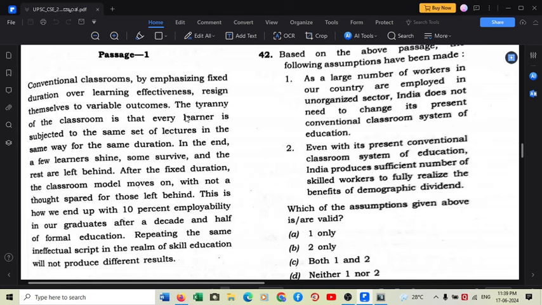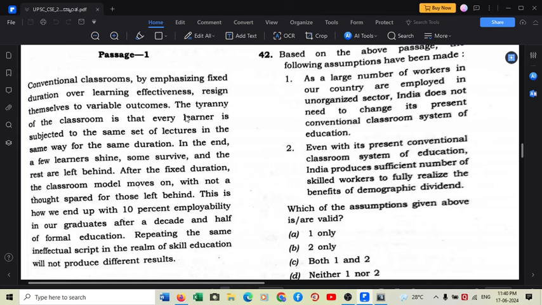The tyranny of the classroom is that every learner is subjected to the same set of lectures in the same way for the same duration. So definitely yes, and the students are from different backgrounds, they might not respond well to such static kind of teaching. In the end, a few learners shine, some survive, and the rest are left behind. Definitely, again, the reality of India. A few learners shine, some survive, and the rest are left behind because the teacher is not focusing on the student. The teacher is focusing on ending the class in a specified duration.